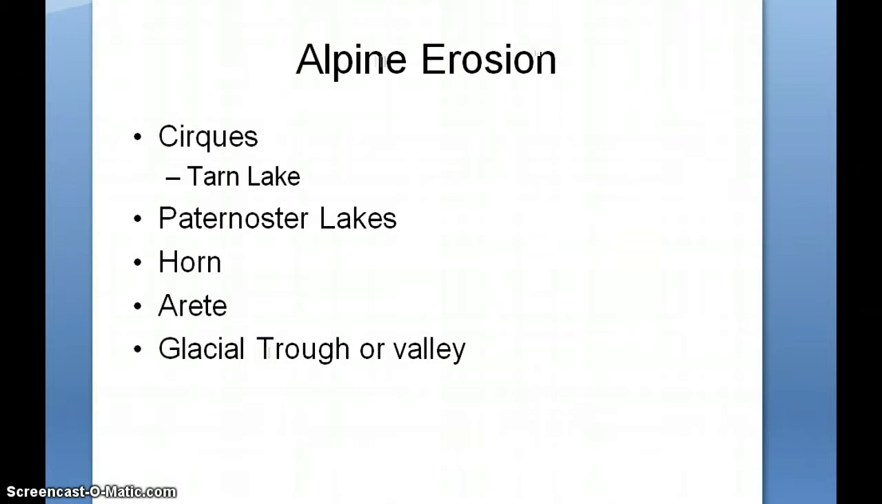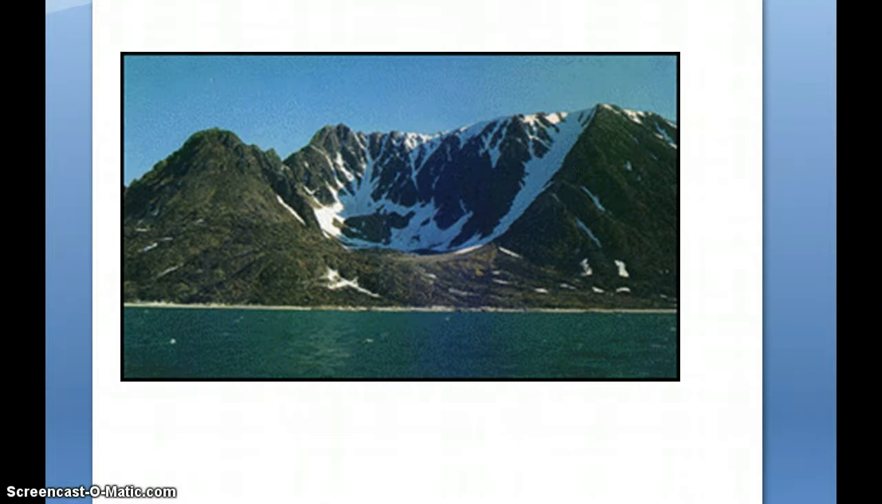So alpine erosion will leave those features I mentioned earlier: cirques, which are small erosional dishes or curved areas that fill with water called lakes; paternoster lakes, which are a series of these cirques; horns; arêtes; and the glacial trough. So let's look at a couple of those.